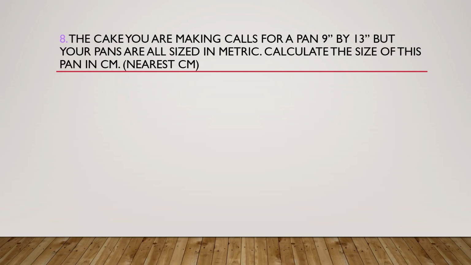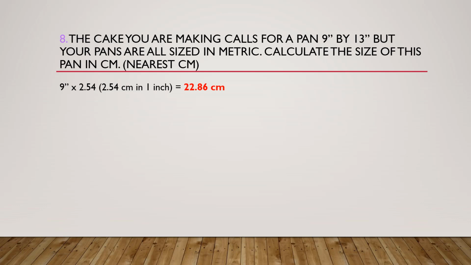Now, let's take a look at the cake. We're trying to make a cake, and it calls for a 9-inch by 13-inch pan, but all of our pans are in metric. So we need to calculate the size of this cake pan into its metric equivalent, in this case centimeters, so we know what size pan to use to get the cake done. So the relationship between inches and centimeters, don't forget 2.54 centimeters equals 1 inch.